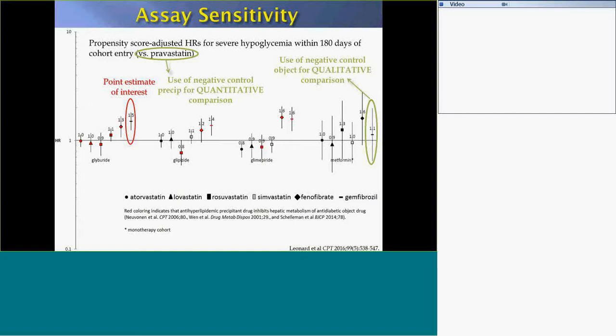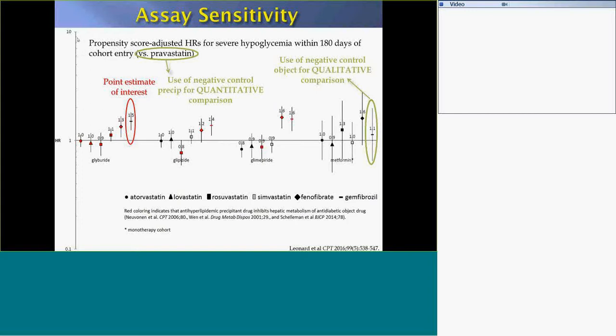So here's an example of how we've employed assay sensitivity in one of our prior studies. I'm not going to specifically go through the results of this study. This is actually part of my talk next week. But I do want to point out how we've used both negative control precipitants and negative control objects.